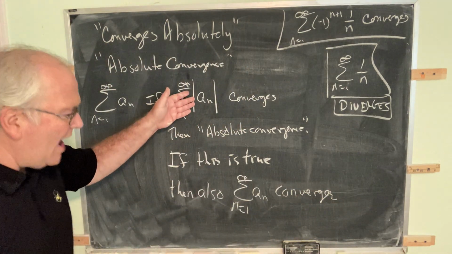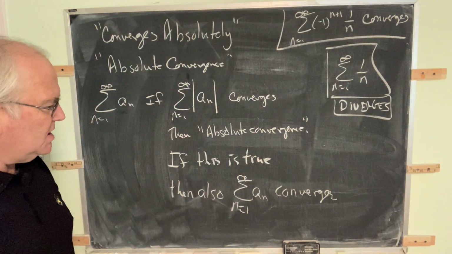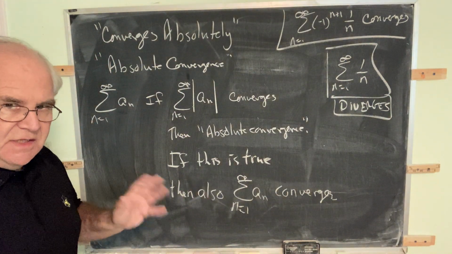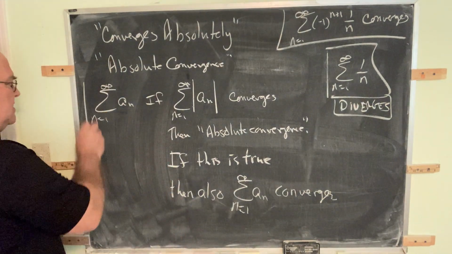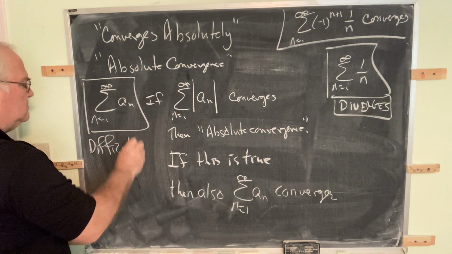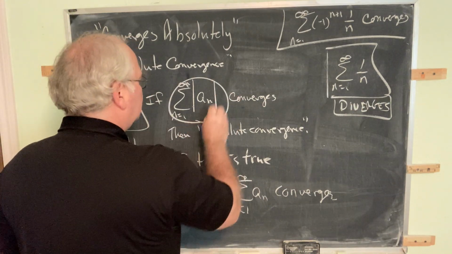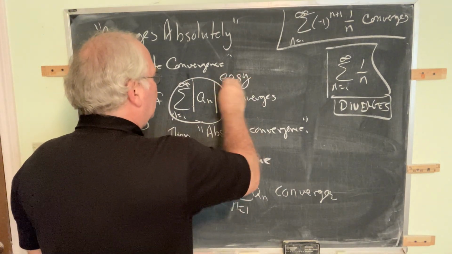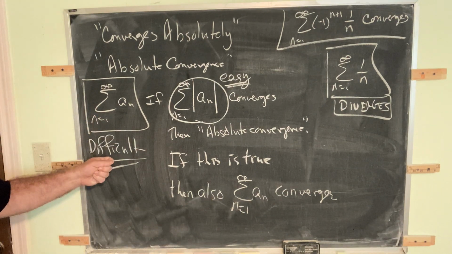If the absolute values converge, then the ordinary series converges. Here's the reason this is important. Very often, this is difficult, but this might be easy. But this is what we want to find. We want to find this, but it's difficult.